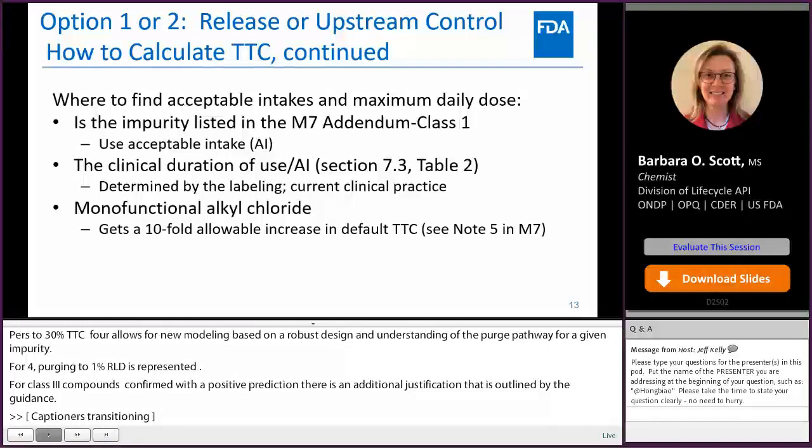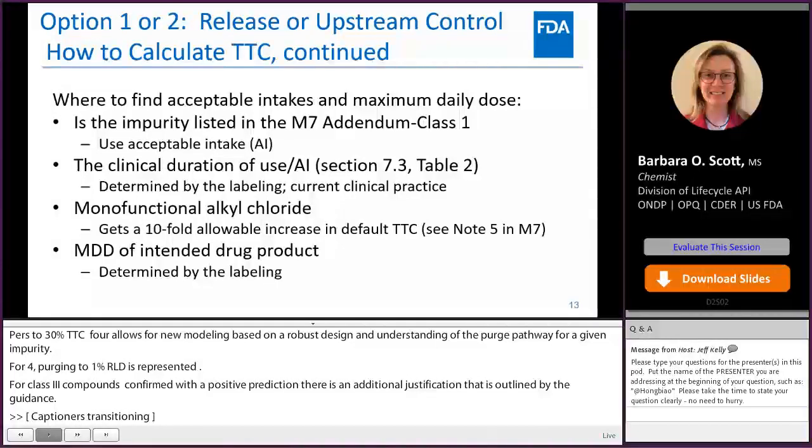Another consideration to acceptable intake requires examination of the chemical structure of the impurity. If it's a monofunctional alkyl chloride, it's eligible for a 10-fold allowable increase in the default acceptable intake, and I refer you to Note 5 in ICH M7. Likewise, to determine the maximum daily dose, the reference listed drug label should be consulted. If more than one indication is present with different daily doses, please use the maximum reference daily dose when you're calculating the limits and developing analytical methods.